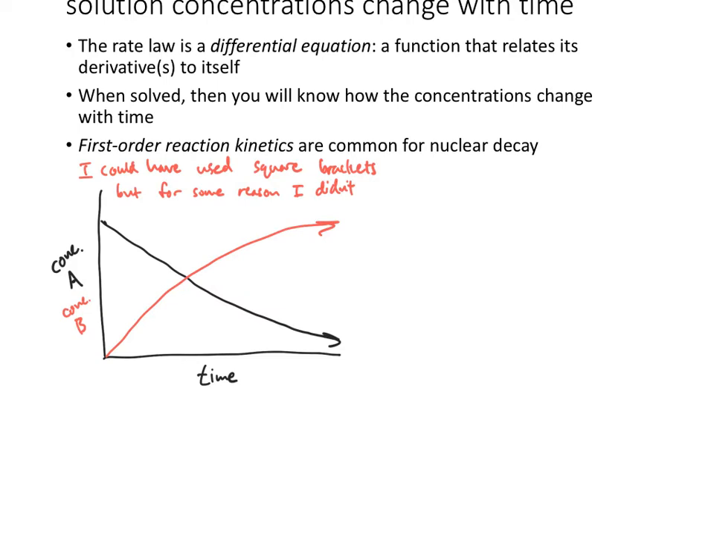How does it do that? The way that it works is we write down the rate law and then recognize that the rate itself is going to be a derivative of a concentration. And so we've already seen that expression before. This is a type of equation here called a differential equation.